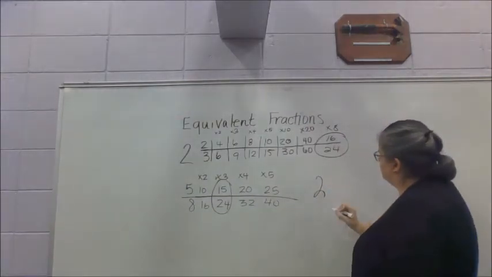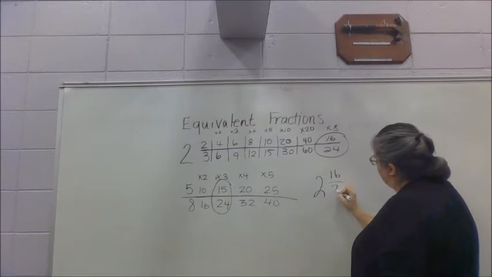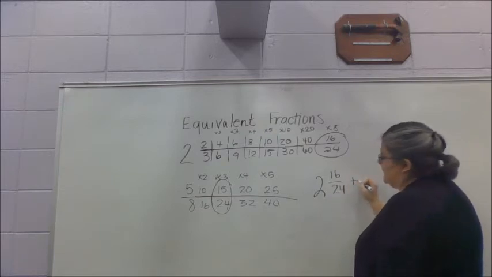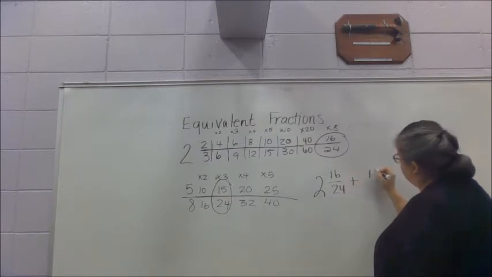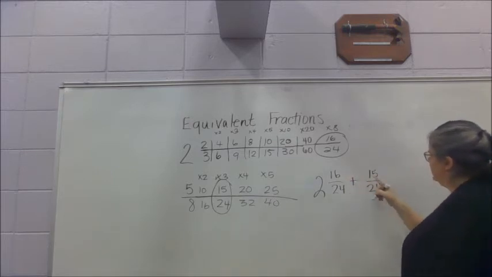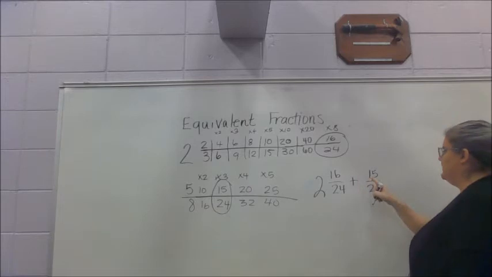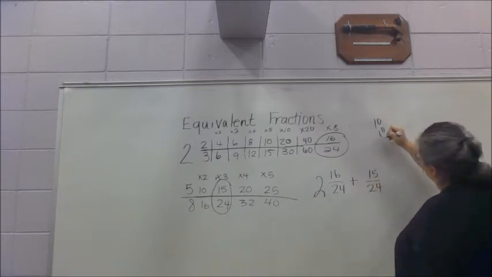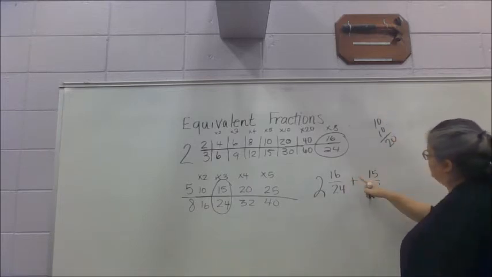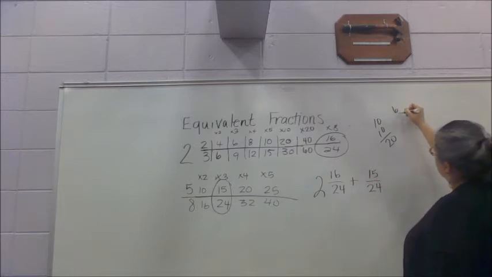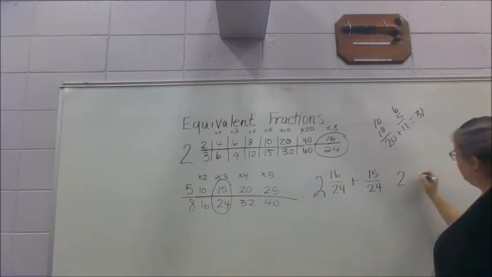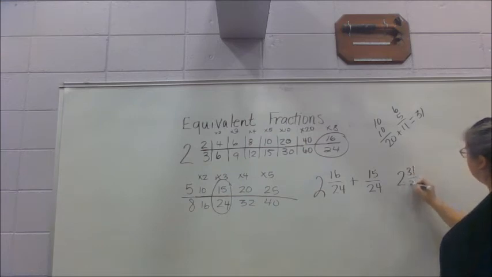I could say I'm going to use 2 and 16 over 24 plus 15 over 24. 16 plus 15 gives me what? So 10 plus 10, I'm going to do 10 plus 10 and get 20. And then 6 plus 5 is easy to do in our heads and get 11. And then 20 plus 11 is 31. So I get 2 and 31 over 24.